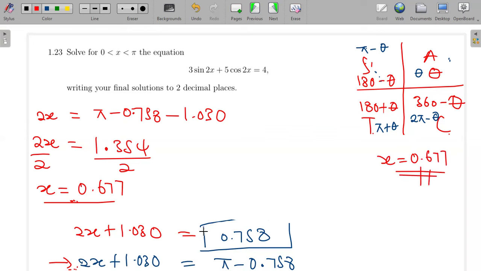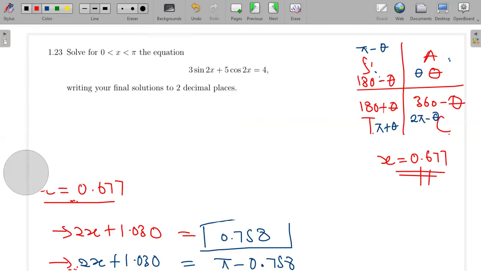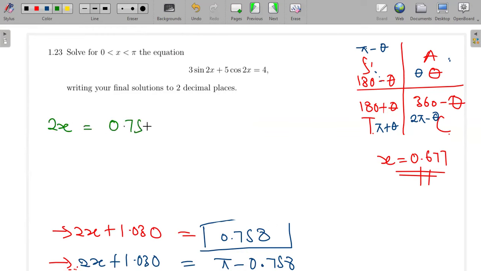Okay, and then now let's use this one here on top to see the value of x that we are going to get. So the one on top, we have 2x is equals to 0.758 minus 1.030. So 2x will be equals to this one minus this. It gives me a minus 0.272.